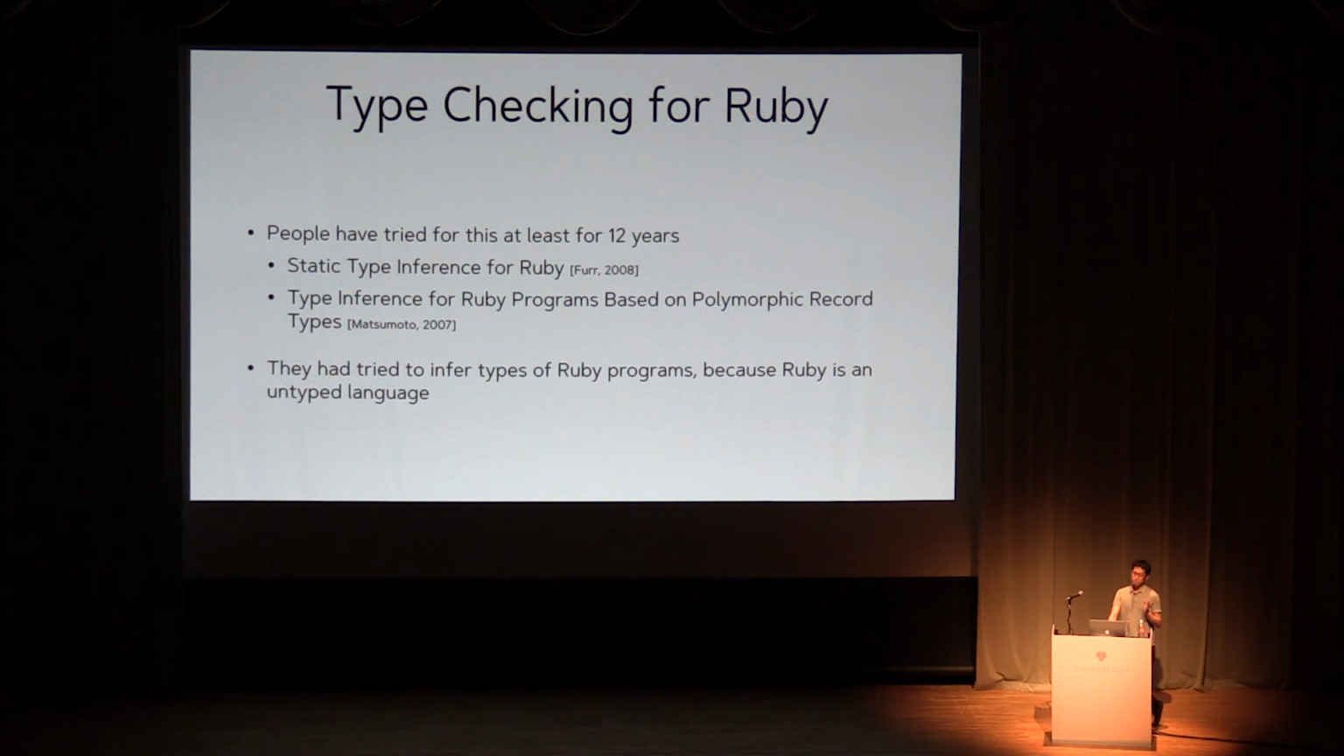As the titles explain, the two papers are about type inference of Ruby programs, because they wanted to type check existing Ruby programs without modifying them. As you know, Ruby is an untyped language, and there are no type annotations included in the source code. So if we want to type check Ruby programs, we need to infer the types from the source code.